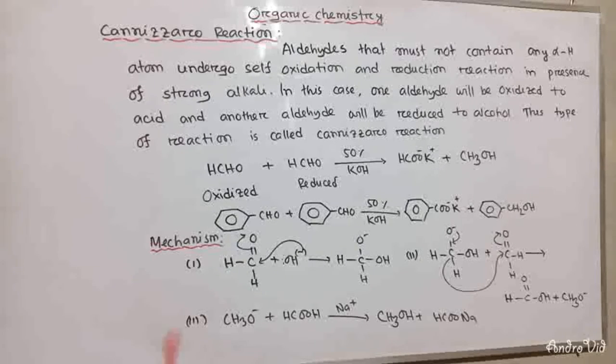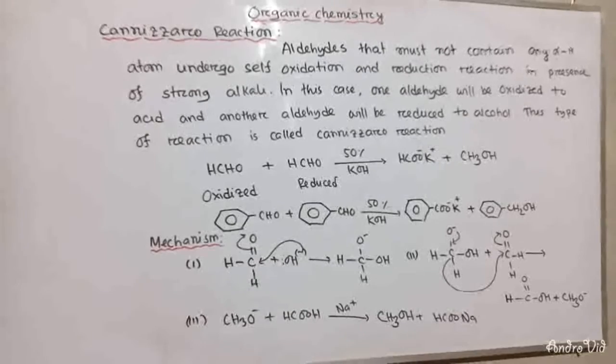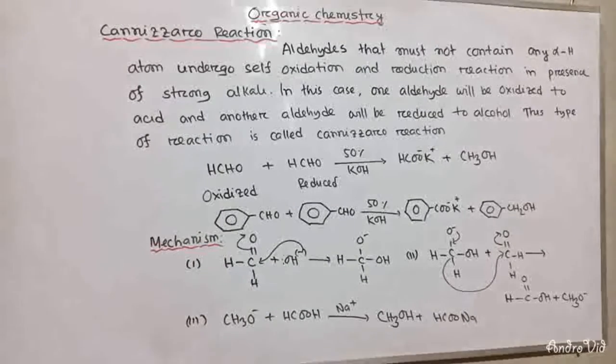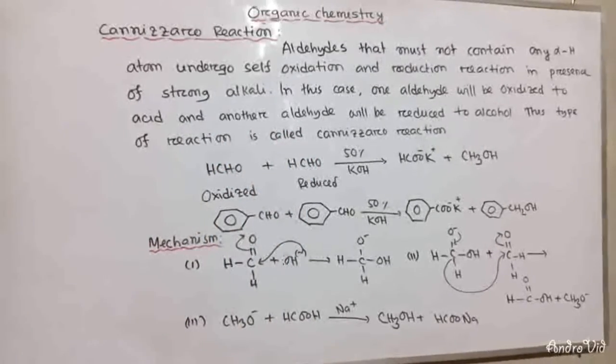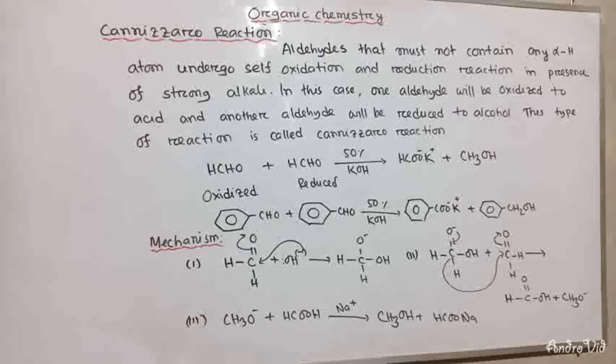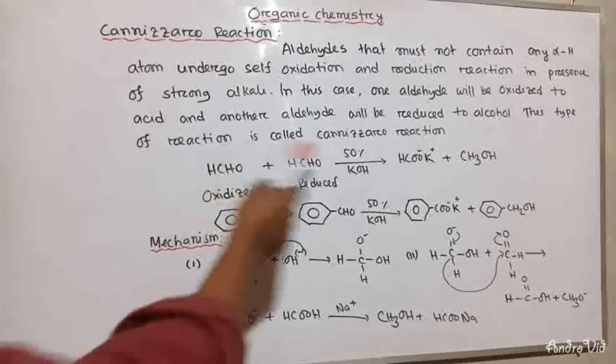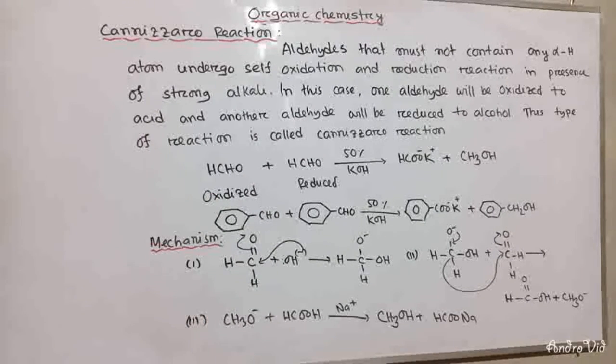Okay, look at the picture please. Look at the reaction. You have already seen on the board that two aldehydes have been taken here. Both of them are methanal, or formaldehyde. You must notice clearly that both of them do not contain any alpha hydrogen, right? So this type of reaction basically undergoes the Cannizzaro reaction. Both of them do not contain any alpha hydrogen atom.